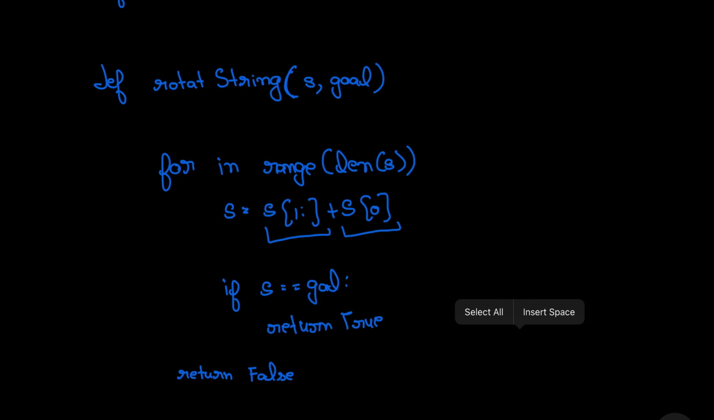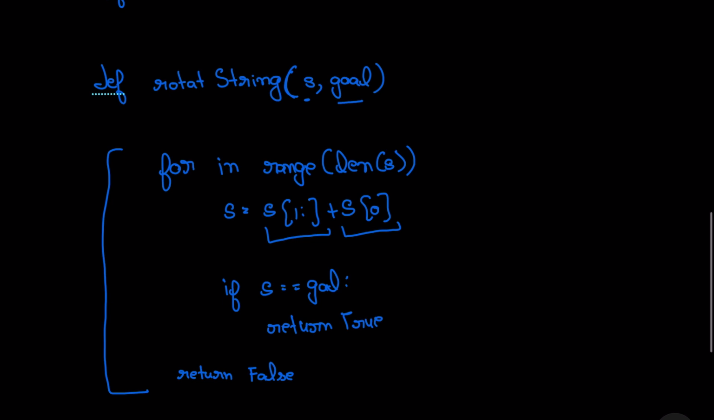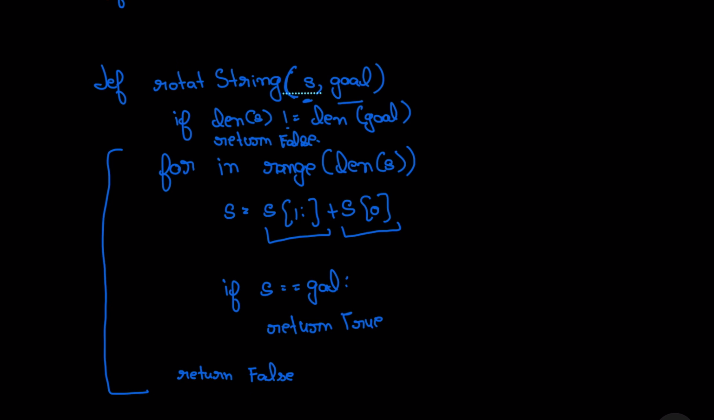Now let's just add one more condition to it. Before we even go to this part of the code here, we can actually do a sanity check. That would be if the length of S and goal are equal or not. Because if these two lengths do not happen to be the same, there is no point of comparing. No matter how many times I rotate my S, it will never reach the goal. So if length of S is not equal to length of goal, I will just return false. I don't need to do any calculation.